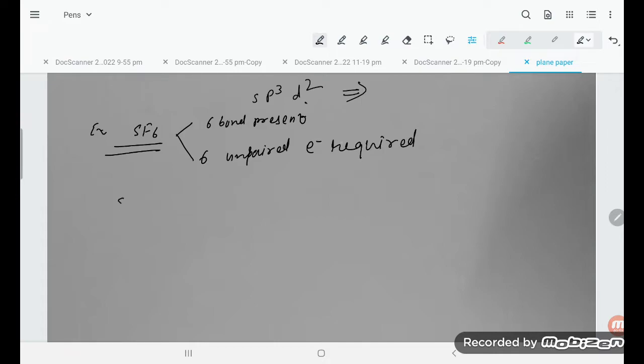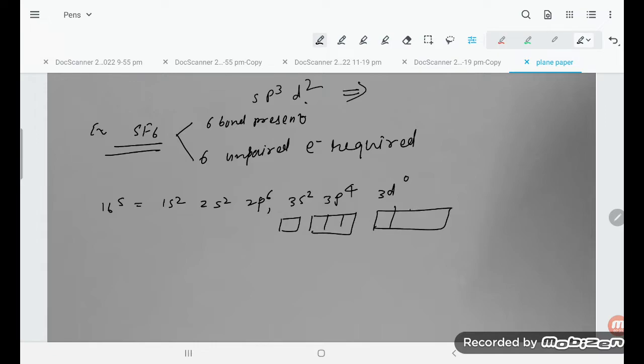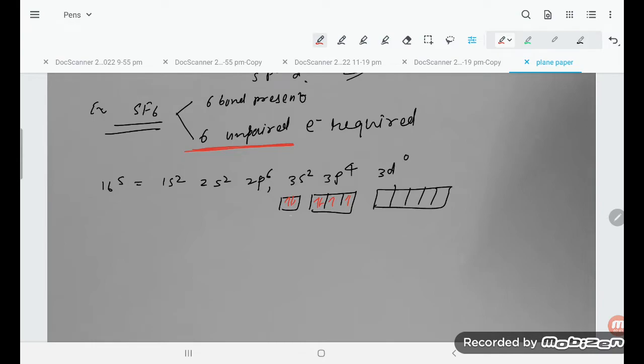Now, let's see the configuration of sulfur, atomic number 16. It is 1s2, 2s2, 2p6, 3s2, 3p4, and 3d0. There is no electron in the d orbital. Now fill the electrons: 1, 2, 3, and 4. In this case there are 2 unpaired electrons, but 6 unpaired electrons are required. This is the ground state configuration, and we are going to send it into the excited state.